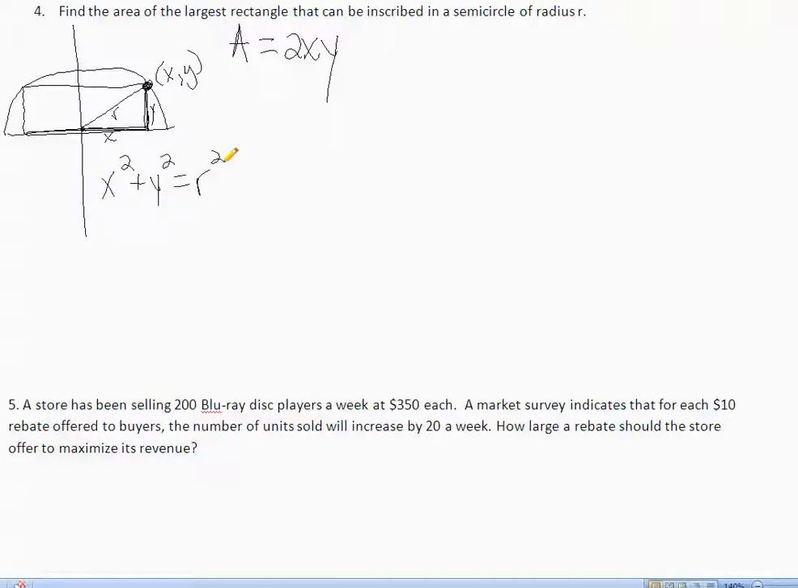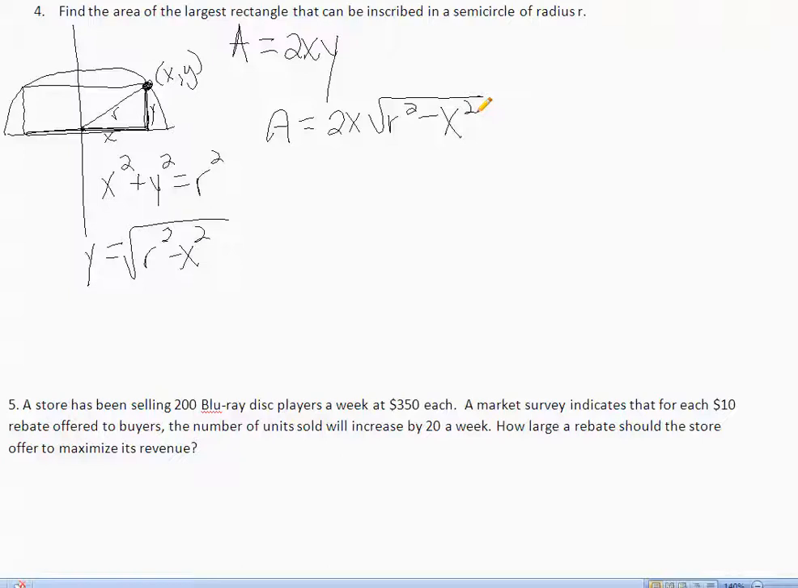Okay. Why do I need that? Because this is asking me in a semicircle of radius r, so it wants it in terms of my radius. Okay, so I can now solve this, say for y, and I would get the square root of r squared minus x squared. Simple, just solve for y. Now I could come over to my area and I have 2x times the square root of r squared minus x squared. Okay, so now what?